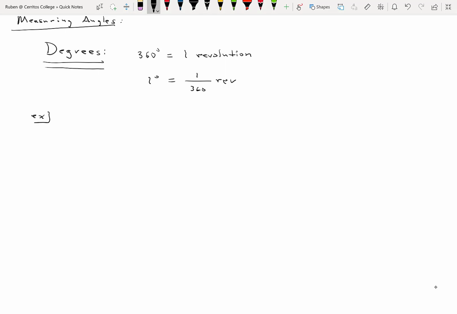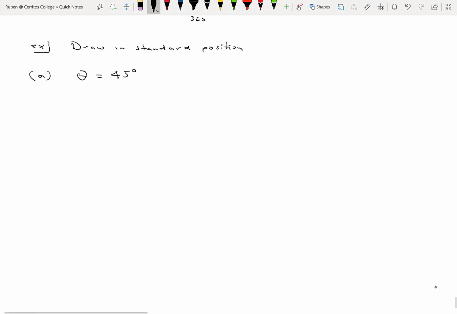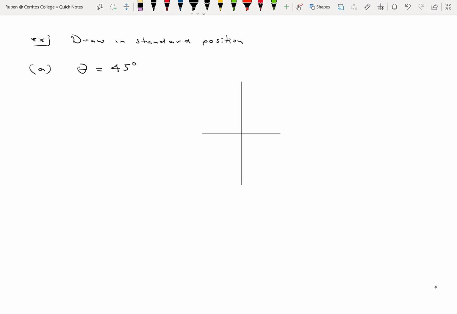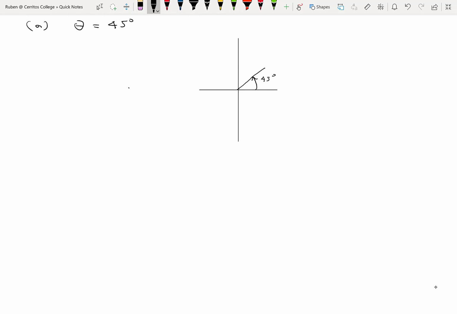So let's draw some angles in standard position, measured in degrees. Part A for the example, theta equals 45 degrees. Well, we know that a 90-degree angle is quadrantal, so a 45-degree angle should be a quadrant 1 angle that bisects the first quadrant. So theta equals 45 degrees, pictured thus. No big surprise.